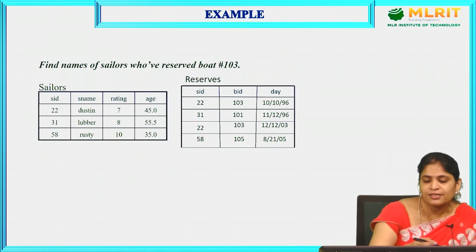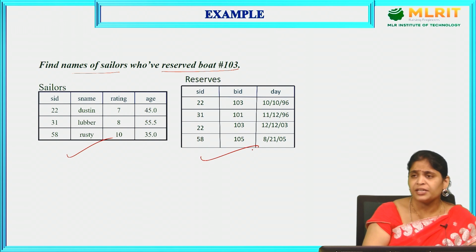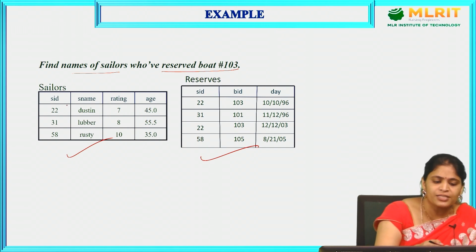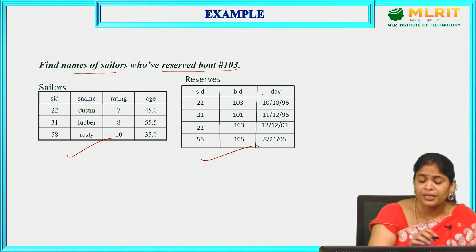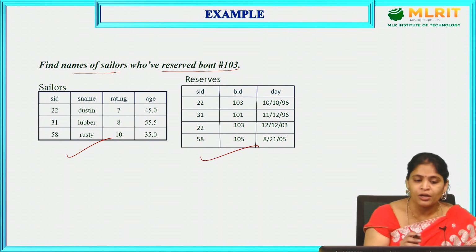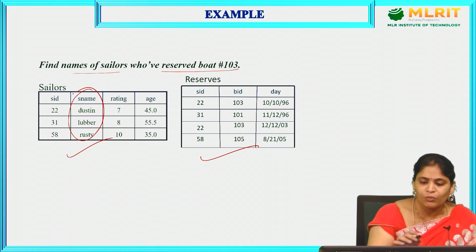So let us discuss this with an example. Find the names of sailors who have reserved boat number 103. Here I have represented two tables, sailors and reserves. The sailors table contains four columns: SID, S name, rating and age; reserves contains SID and BID. My task is to find the names of sailors who reserved boat number 103.